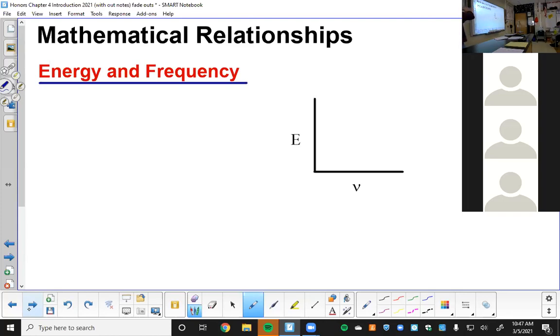All right, energy. Now, the next thing, if you just want to give a little subtitle, and maybe this would be a good time, if you're getting near the bottom of the page, to flip the page over. Type: mathematical relations. We're going to look at three equations that relate energy and frequency, energy and wavelength, and frequency and wavelength, three different equations.